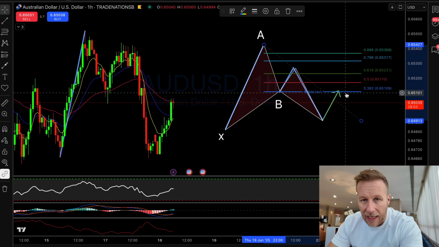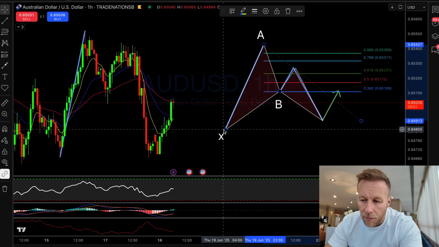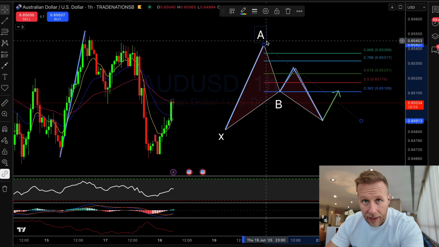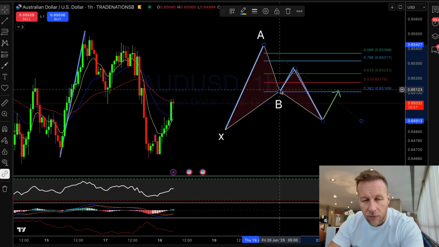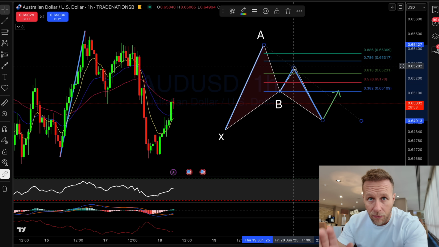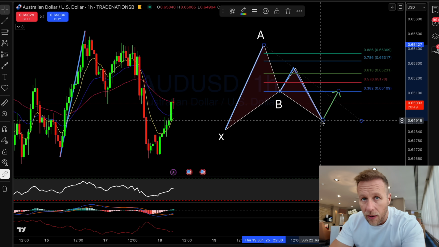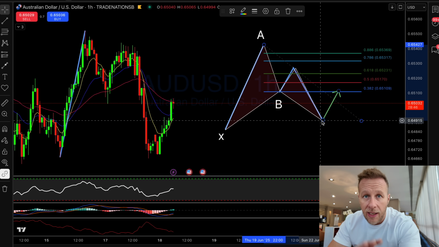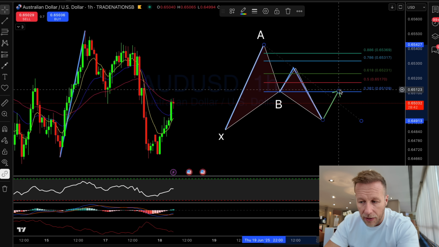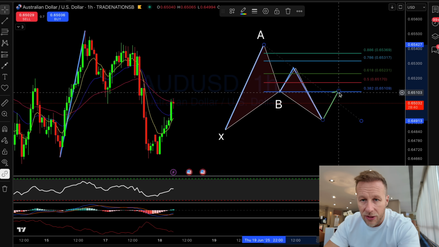Now the beauty with these patterns is we know that if we get an anchor leg or an impulse leg and we hit the 50% retracement but don't touch the 618, and then we hit the 382 but don't violate A, and then we hit the 886 completion, if all of those ratios are hit in that order, in that sequence, then we know there's a high probability of hitting that 382 retracement.